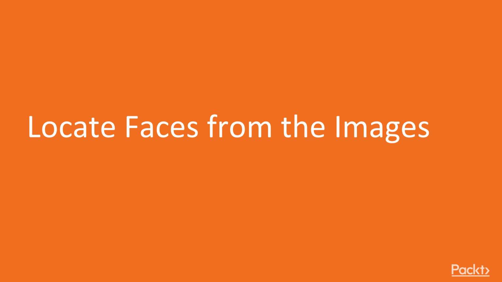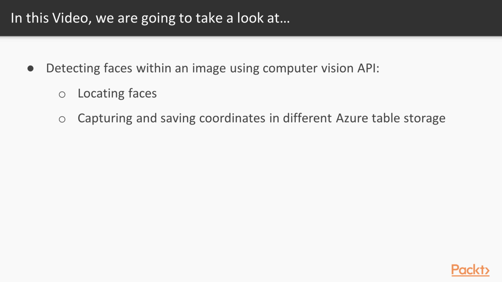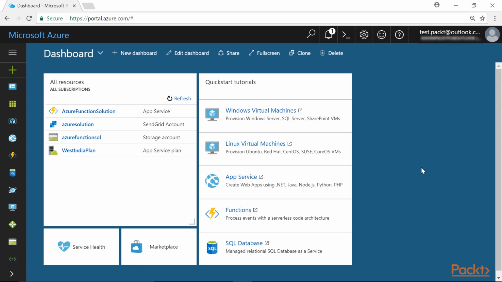Now we move on to the first video of this section that deals with locating faces from the images. In this video, we will learn how to use the Computer Vision API to detect faces within an image. Then we will be locating the faces, capturing their coordinates, and saving them in different Azure Table Storage based on the gender. To get started with the process, we need to create a Computer Vision API and configure the keys to access the API in the Azure Function app.